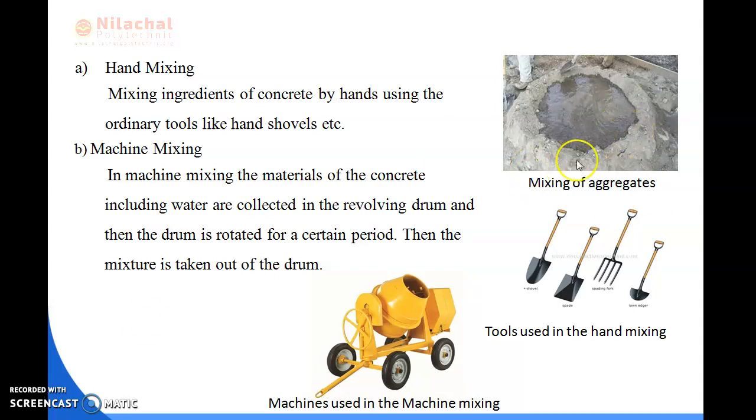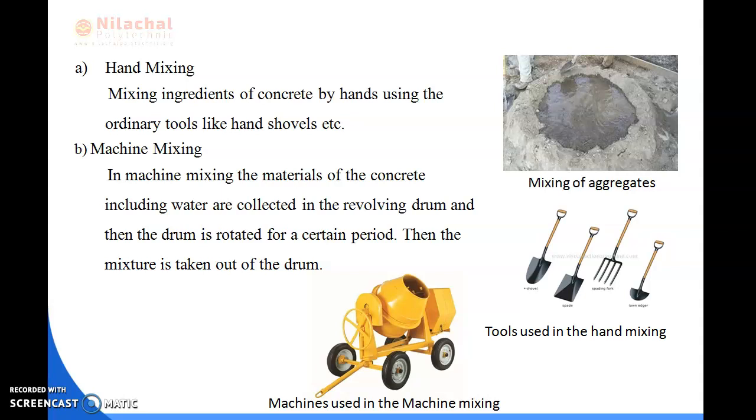You can see the picture I have shown you, the mixing of aggregates. In the hand mixing method, the ingredients of the concrete are mixed by hand using ordinary tools like hand shovels, etc. So these are the tools which are used in hand mixing. This hand mixing method is mainly allowed in the case of small work or non-important work, where a small quantity of concrete is required. Only there is the hand mixing method applied.